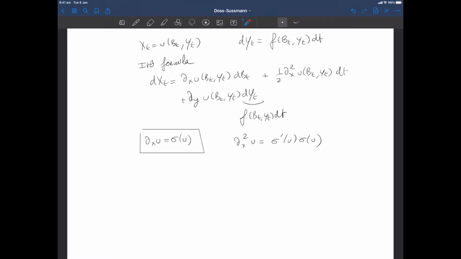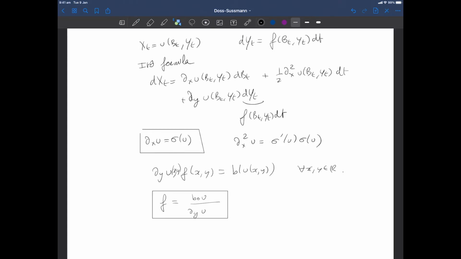So the term that I have right here is going to give me the 1/2 sigma prime of Xt, sigma of Xt dt. So now the only thing that I really require is for ∂y of u times f of x, y to be equal to b of u of x, y, for all x and y in R. If I require that, then I would have that Xt satisfies the SDE I started from. And the way you require that is just by definition. So you want to define f to be equal to b composed with u divided by ∂y of u. And that's your definition of the transformation f.